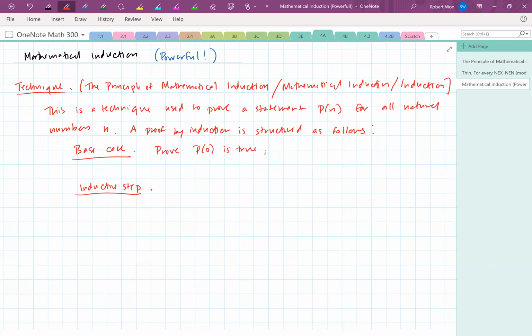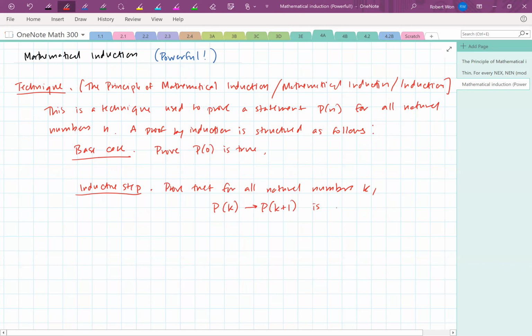Okay, in the inductive step, you do something a little bit trickier. You prove that for all natural numbers k, the conditional statement, if P of k, then P of k plus 1, is true. Okay, this is the technique called mathematical induction. If you want to prove a statement about every natural number, you can prove it by proving just two things.